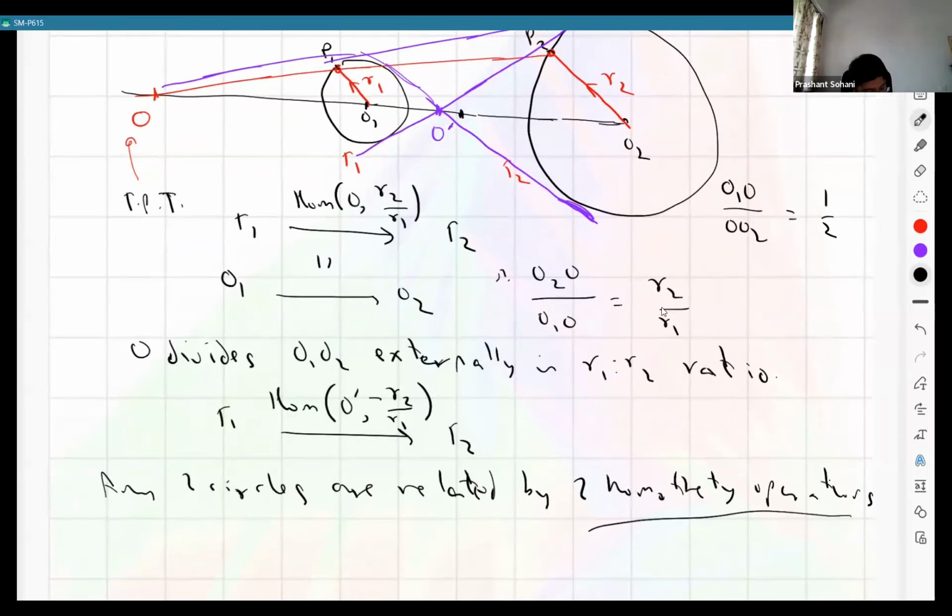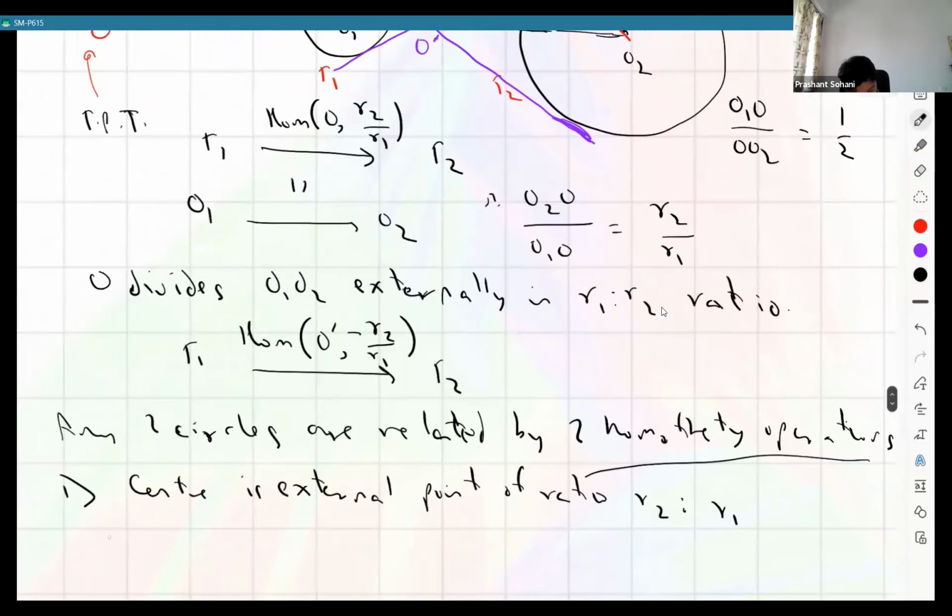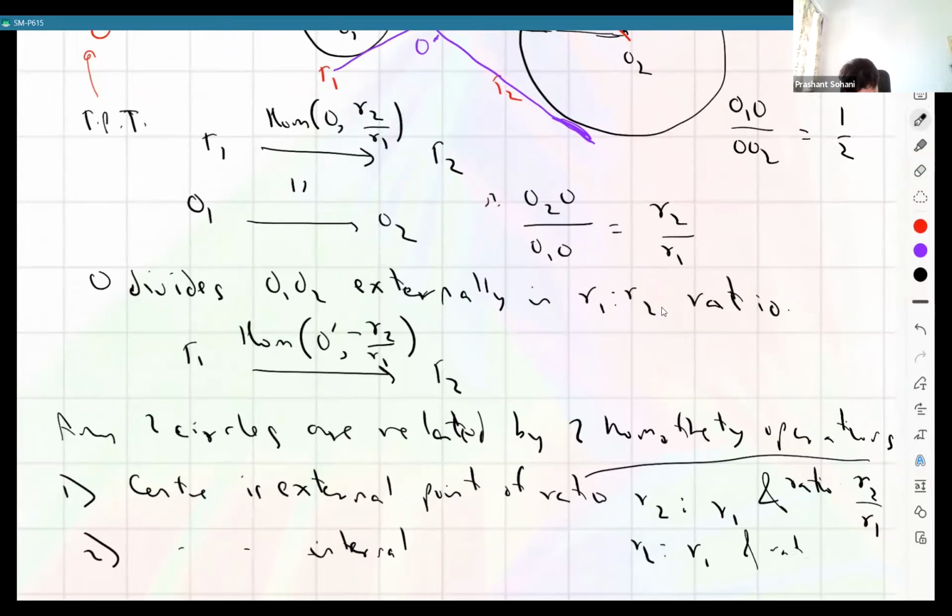So there are two kinds of homothety that can be applied to take one circle into another circle. So the first operation is, the center is the external point of division, with your ratio R2 is to R1. And here the ratio is positive. And the second is the internal point of division of the same ratio. And now the ratio is negative.